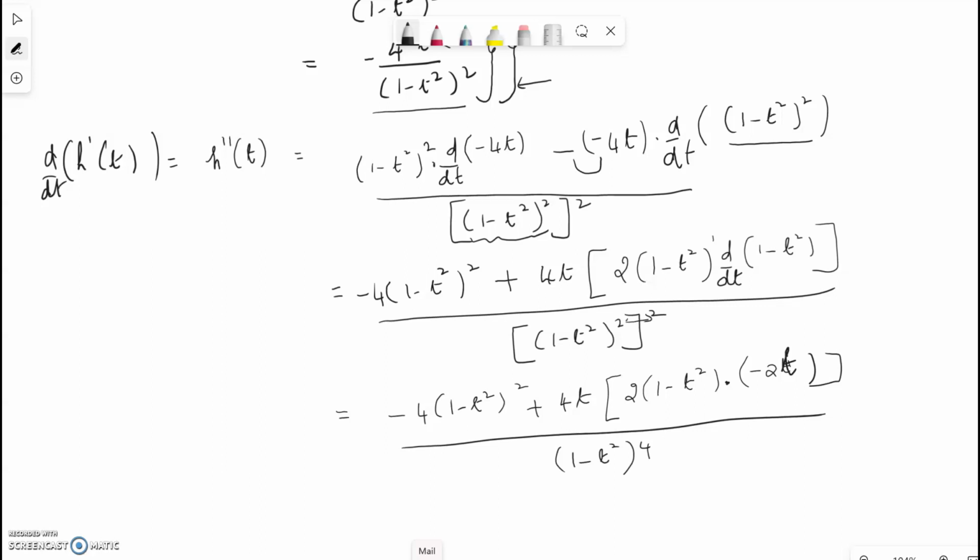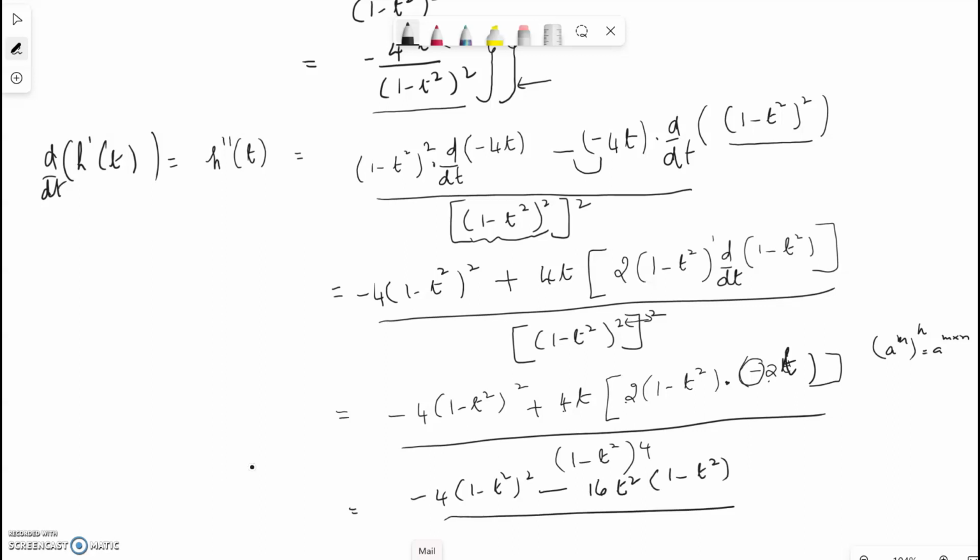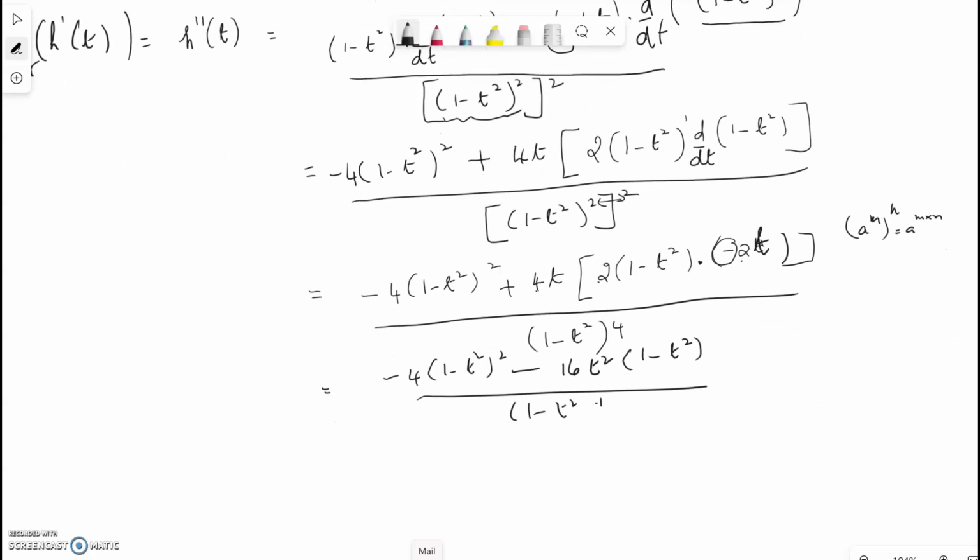We multiply these two powers. a to the m whole to the n is a to the m times n. So this is equal to, so now we simplify this further, minus 4, 1 minus t squared the whole squared. So we have a 2 times 2 is 4, 4 times 4 is 16 t squared, and it's a negative 16 t squared times 1 minus t squared, the whole divided by 1 minus t squared to the 4th power. Now the rest is just simplification.